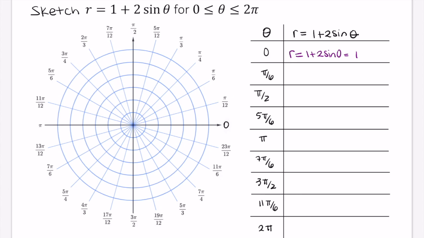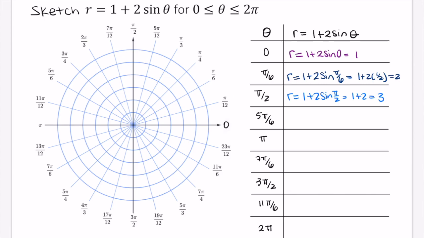Now, when theta equals pi over 6, r equals 1 plus 2 times sine of pi over 6 equals 1 plus 2 times 1/2, and that's 2. At pi over 2, r is equal to 1 plus 2 times sine of pi over 2, so 1 plus 2, and we get 3.